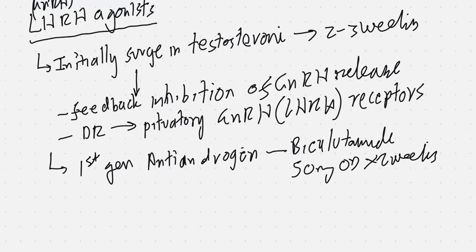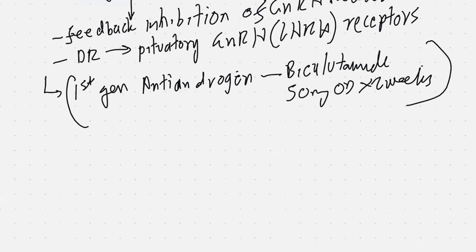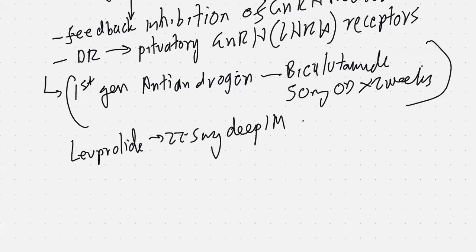Okay. So what are the GnRH agonists or LHRH agonists that we use commonly? Let's look at all those. So you have leuprolide, right? Leuprolide is given at a dose of 22.5 milligram deep IM every 3 months. Okay. There are also formulations that give it subcutaneously. So both ways formulations are there, although classically it is given deep IM. Then you also have goserelin.